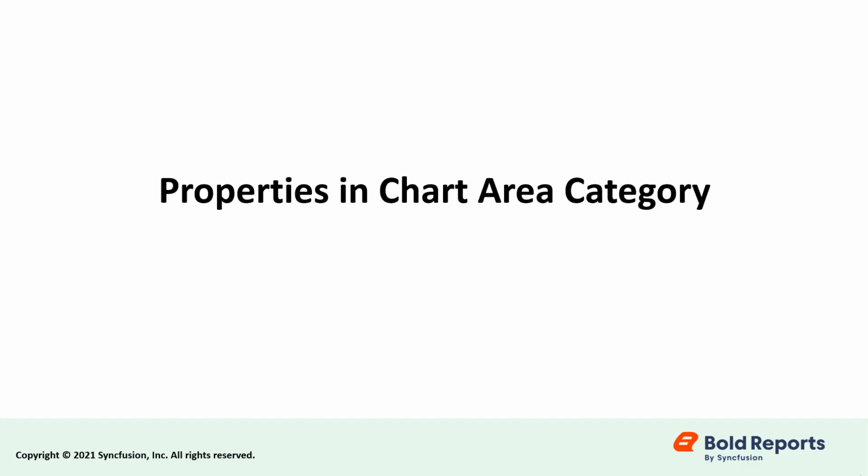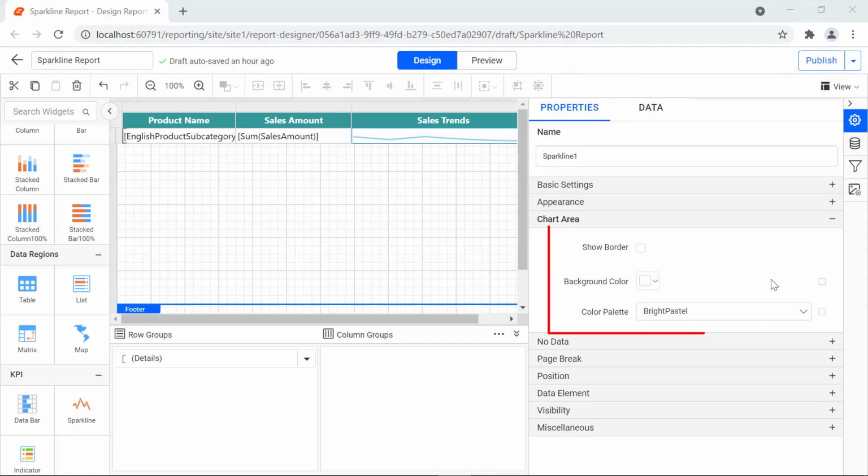Next, let's look at the properties under the Chart Area category, such as border width and color, and background color. The Show Border property is used to enable or disable the visibility of the Sparkline border. By default, the bright pastel color palette is selected for the Color Palette property.